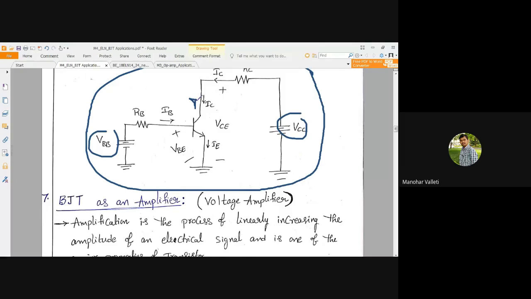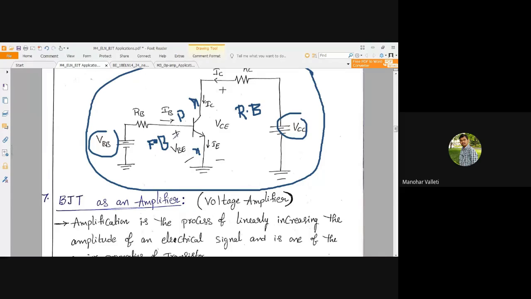So this is N, P, N. So P is connected to positive. Then I can say the input junction is forward biased. P is connected to positive, and N is connected to negative of the battery. And I can say the output junction, that is the collector junction, is reverse biased.